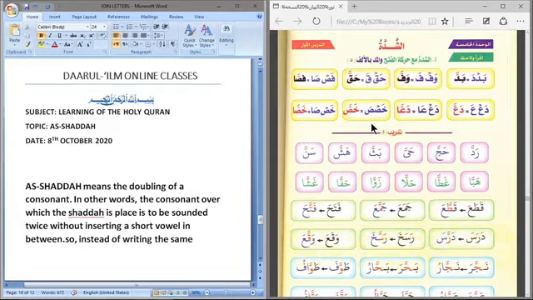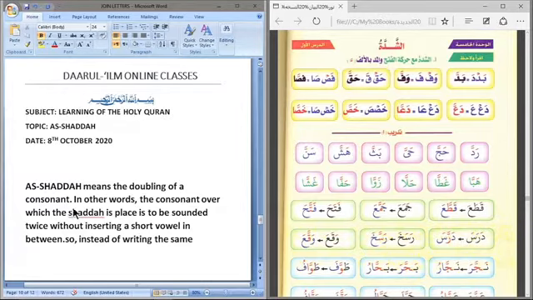Inshallah, today we'll be looking at a different topic, which is ash-shaddah. Ash-shaddah is being defined in this place. It says that ash-shaddah means the doubling of a consonant letter. So it has a sign that looks like W, that is shaddah.